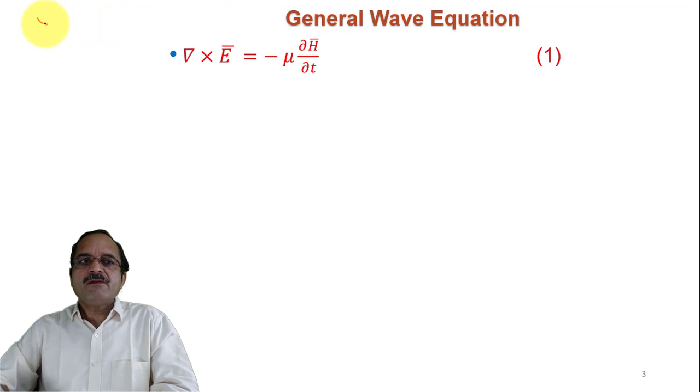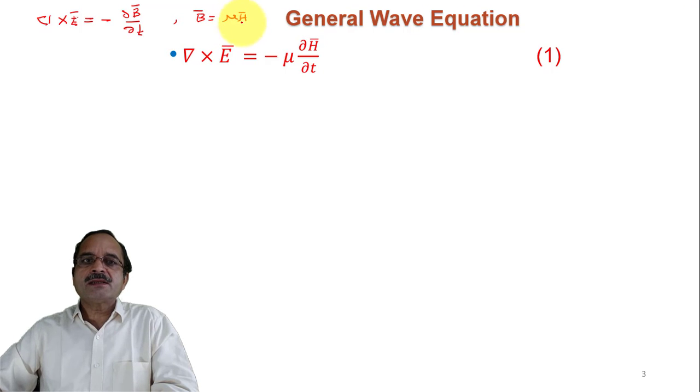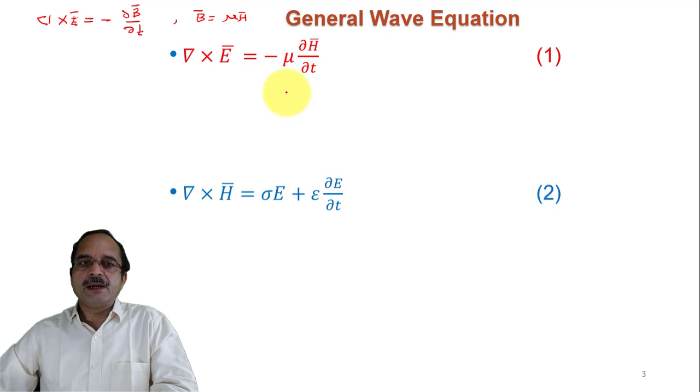Now one of the Maxwell equations was curl of E is equal to minus dB by dt, that is the rate of change of magnetic flux density. In this equation, if we substitute B equal to mu H, we write it as equation number 1, that is curl of E equal to minus mu dH by dt.